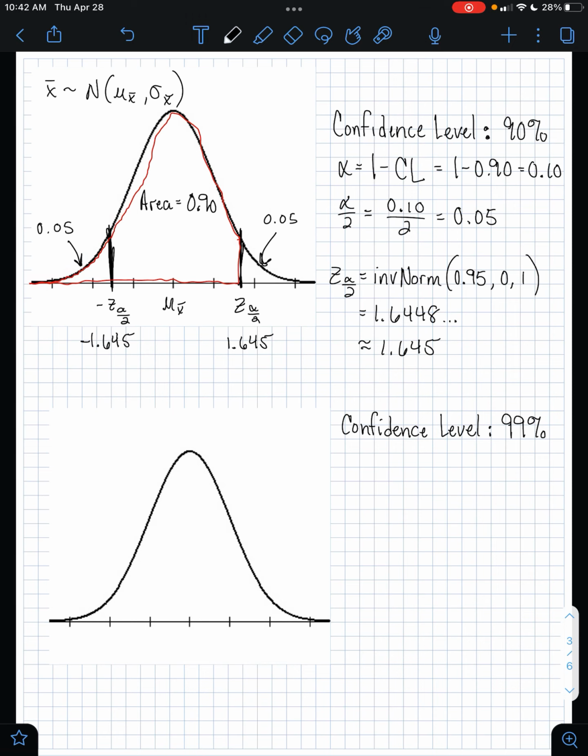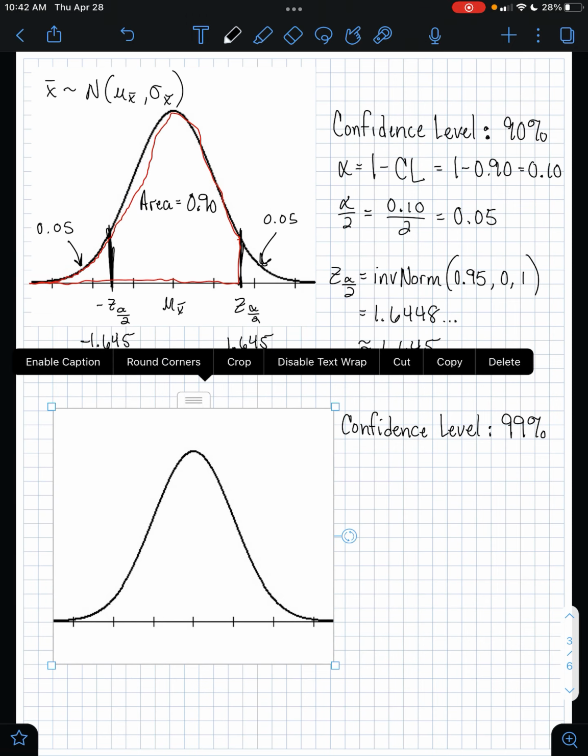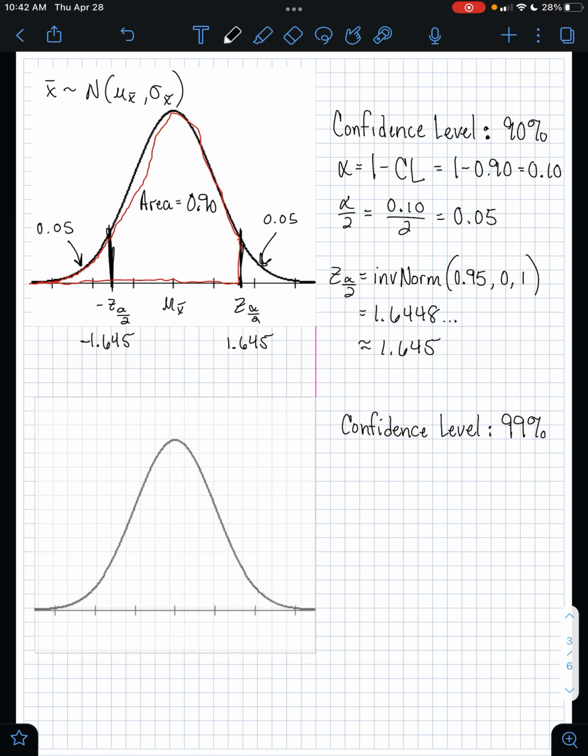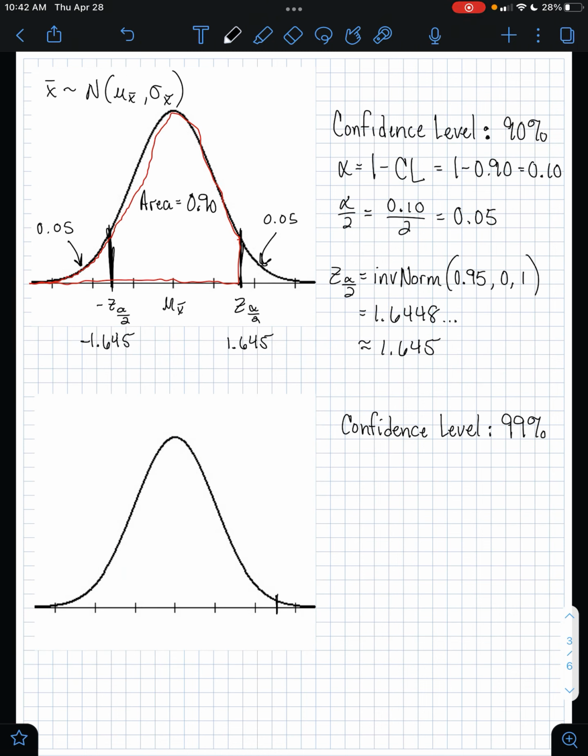So a 99% confidence level means that we need to have 99% of our area in the center. And that means that the remaining 1% has to be split between our two tails.